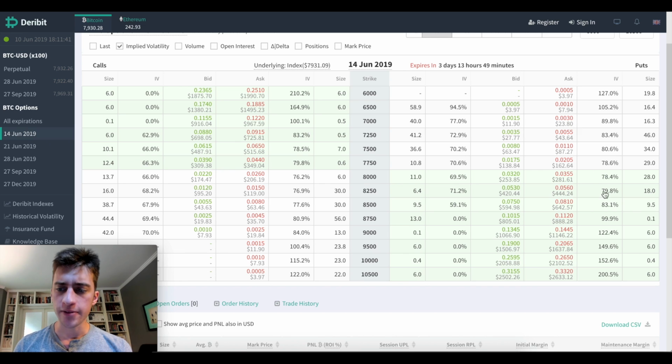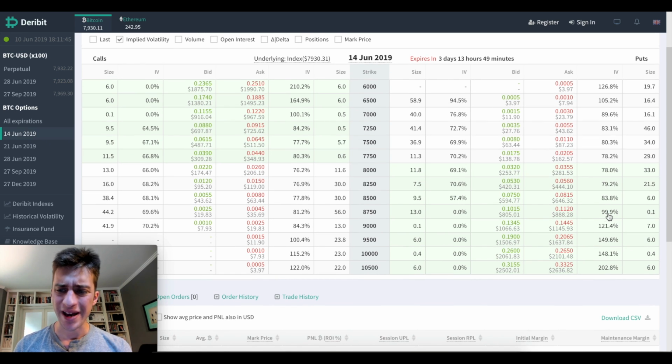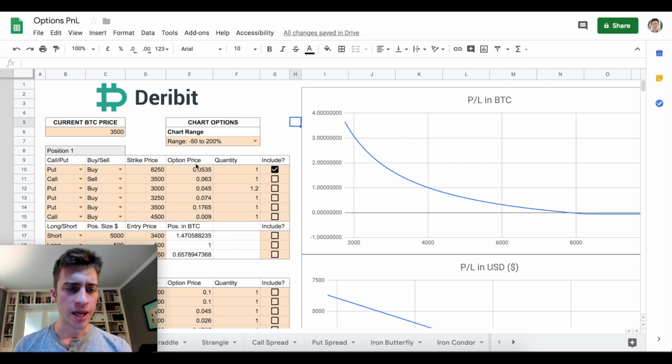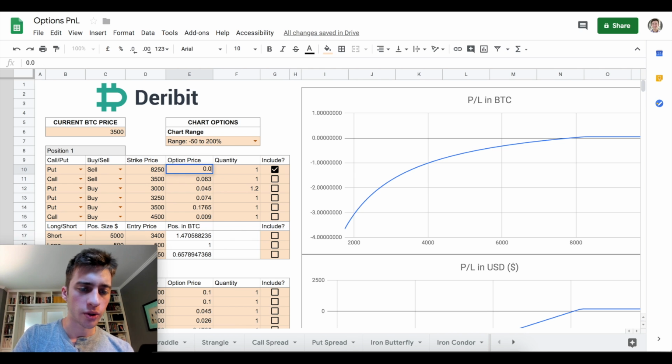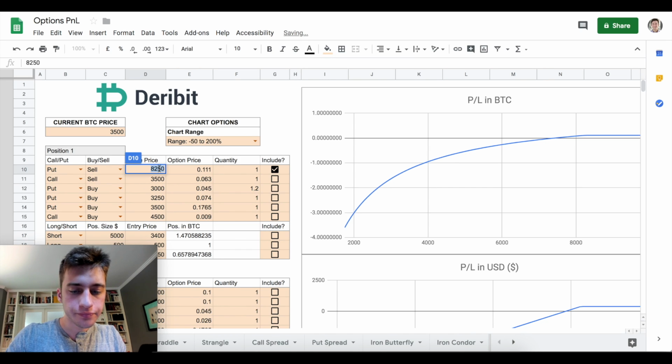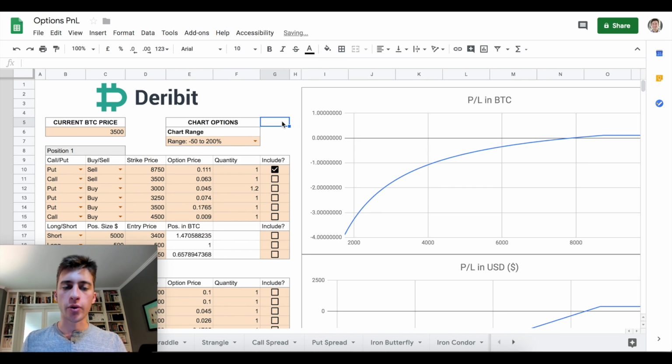So 8750, we're talking here. Put ask is quite high. Yeah, 99.9. So that's a 0.112. Let's just say we were to sell a put. So we're selling a put, guys, at 0.111 or something like that. Yeah, 0.111 is fair. A pretty high implied volatility at 8750. So here we're betting on the market going up. We make money if the market goes up because we sold a put.